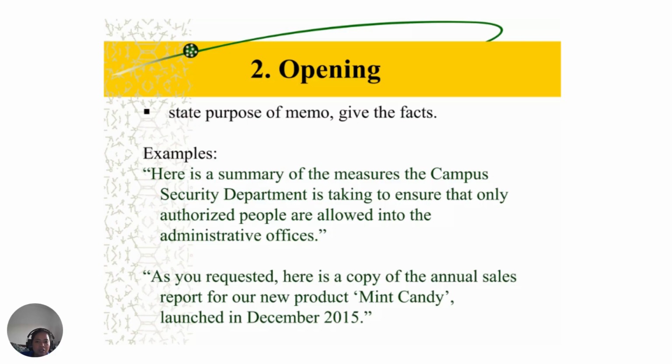Here is a summary of the measures the campus security department is taking to ensure that only authorized people are allowed into the administrative office. As you requested, here is a copy of the annual sales report for our new product mint candy launched in December 2015. So those are examples of openings wherein you state the purpose of the memo. As we have learned, a memorandum is not only about suing, but also, if there is something to inquire or to inform, memorandum is very effective.